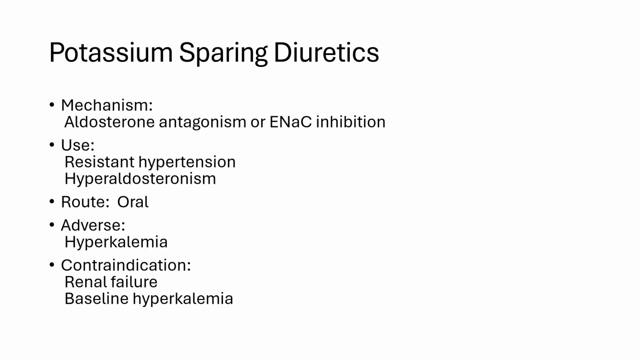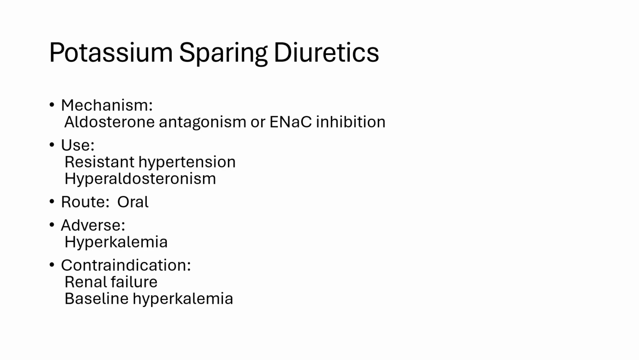Okay, so another class of diuretic is our potassium-sparing diuretics, and mechanistically, these are distinct from thiazide and loop diuretics. They either antagonize aldosterone receptors or inhibit epithelial sodium channels, also known as ENaC channels, in the distal nephron. By blocking aldosterone effects or sodium resorption at the final segment, they reduce sodium retention while preserving potassium. Because they are relatively weak diuretics, they are typically not used alone as first-line agents for hypertension. Instead, they are often added in cases of resistant hypertension or when hyperaldosteronism is present.